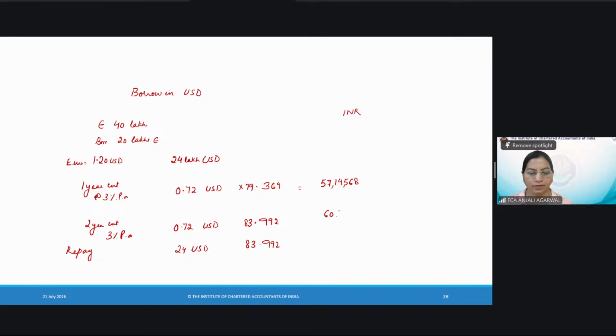This is 60 lakhs 47,424 plus 24 lakhs into 83.992, 2,015 lakhs 80,800, or 20 crores 15 lakhs. So this is 2133.42792 lakhs.